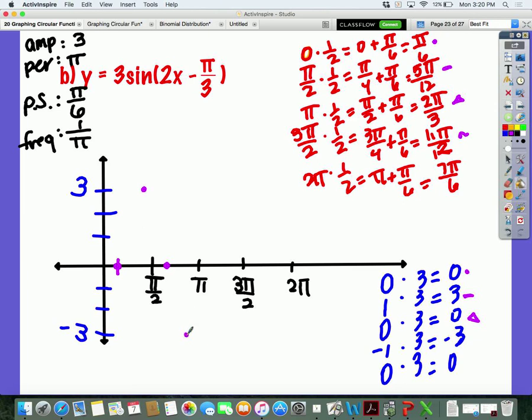And 11 pi over 12 is located right before pi, so it's about right there. And then 7 pi over 6 would go with 0, and we know 7 pi over 6 was right after pi. And so then if I were to connect all of them, this is what I would have. And I would continue this pattern until I got to 2 full cycles.